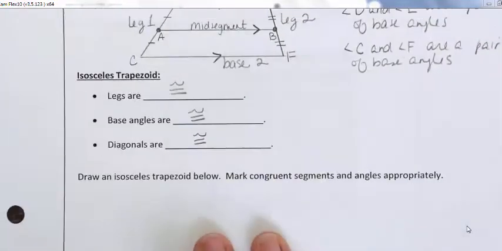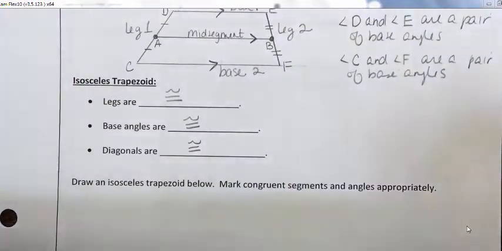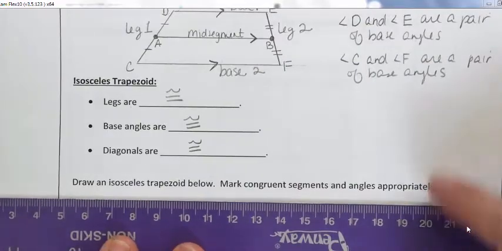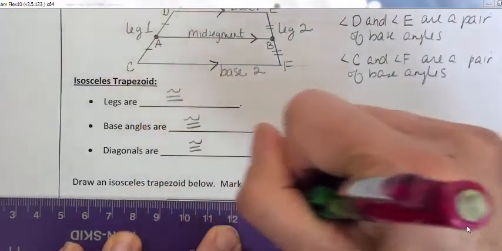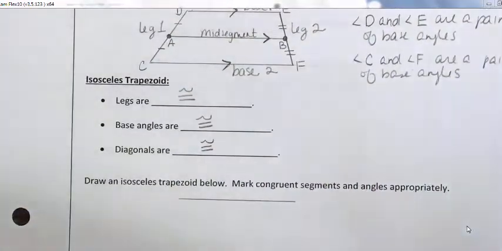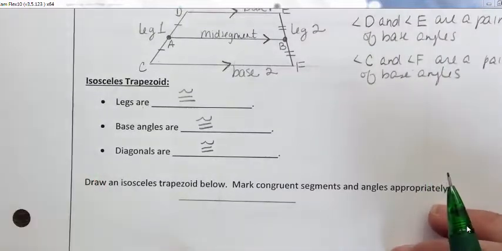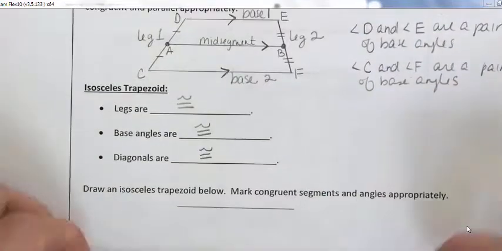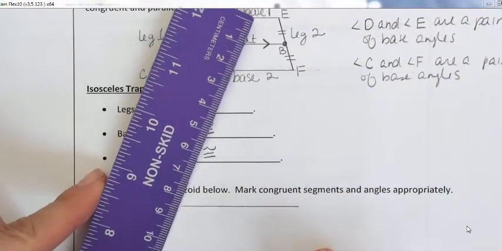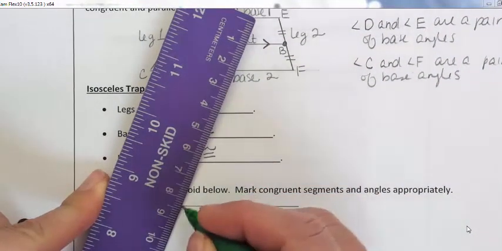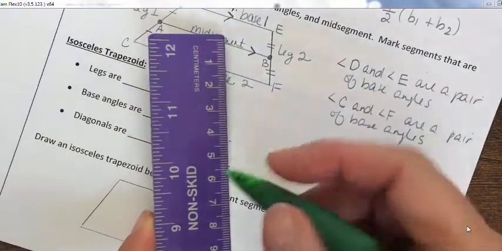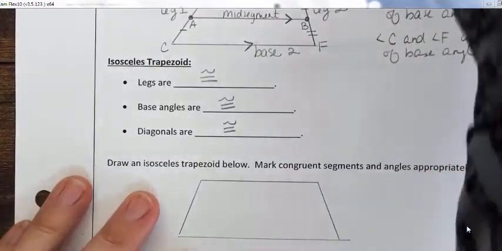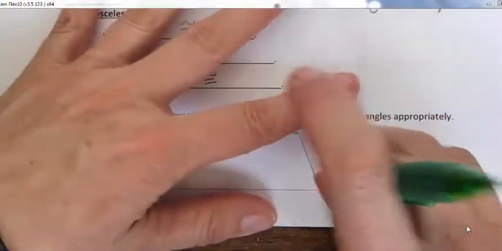So we'll draw an isosceles trapezoid below. Now, this one I'm going to try and make look like my legs are congruent. So you still have the 2 parallel bases. And now I'll try and make my legs look like they're about the same. Let's see if I can do it right. That's pretty good. Let's just pretend.